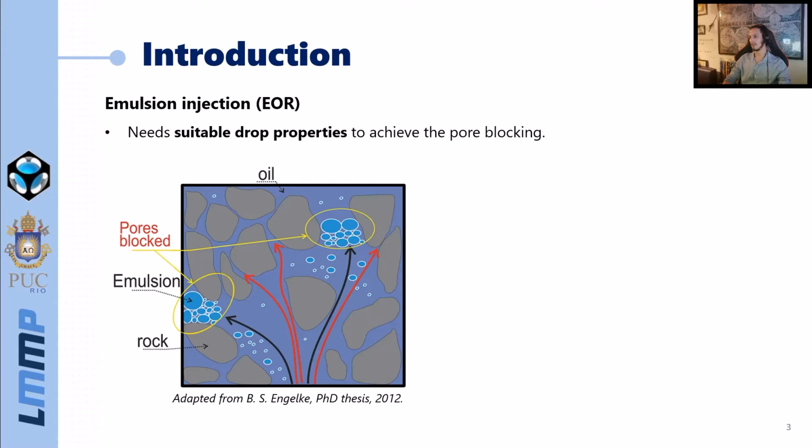The microcapsules injection is similar to the tertiary recovery method using emulsions. When injected, emulsion droplets block the water preferential path, as shown in this picture by black arrows. Then, the additional pressure forces the new path for the water to displace the oil, as shown by red arrows.